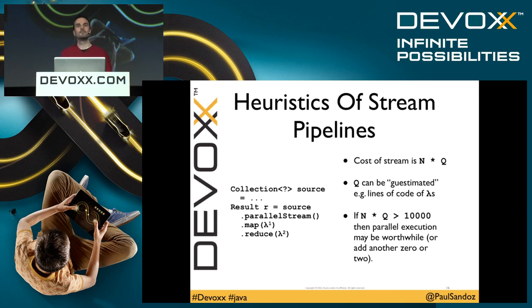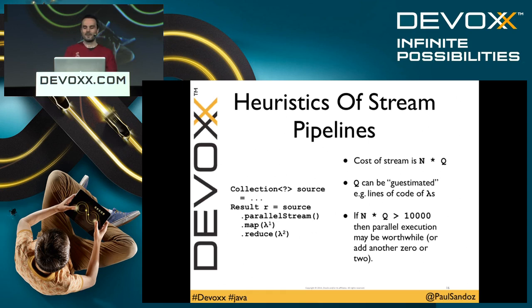So the cost of the stream, heuristic-wise, is approximately n times q. And you can guesstimate q. You can even guesstimate it to lines of code in lambdas, which Doug talks about in his article. So a lambda with, say, just adding a number is one line. So q could be 1.